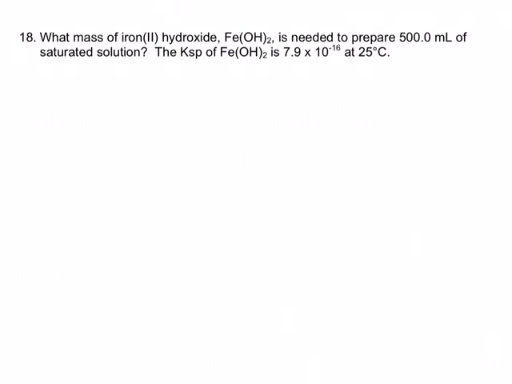Alright, in this video we're going to take a look at three different solubility equilibrium problems from the supplementary problems for this unit. The first one, question 18, is a sort of straightforward solubility problem. You're asked to calculate the mass of iron hydroxide that you need to make 500 mL of saturated solution. Remember that a saturated solution is one where you have solubility equilibrium. We're given the solubility product constant, Ksp, at 7.9 times 10 to the minus 16.